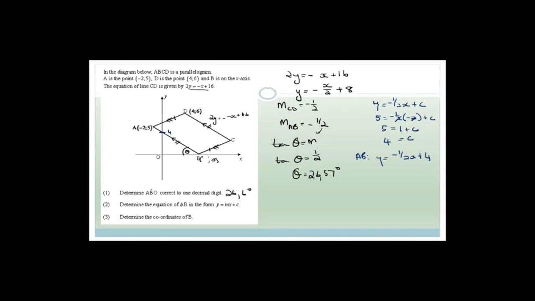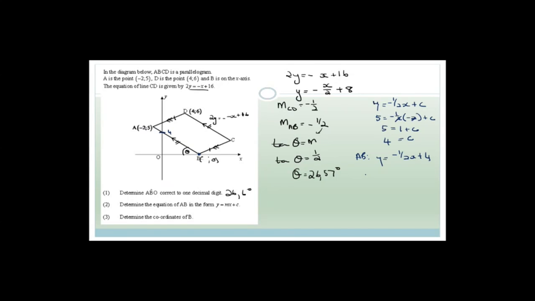Now it says determine the coordinates of B. Since you've got the equation for AB, it's pretty easy to find the x coordinate of B. We know that the y coordinate is 0 because it touches the x axis. So therefore we just need the x coordinate, so we can just substitute straight into this line equation.